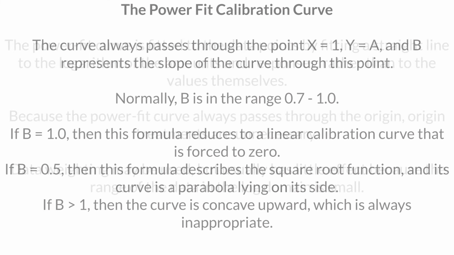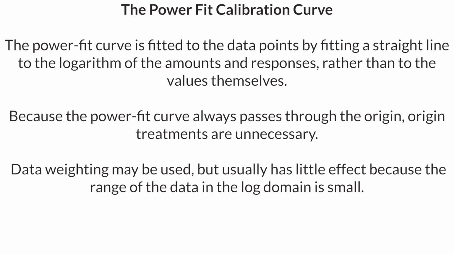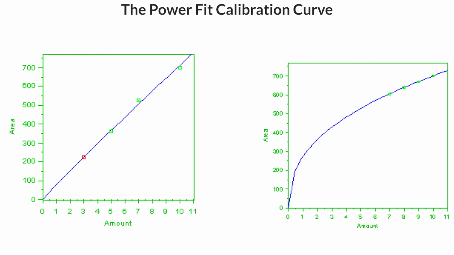The power fit curve is fitted to the data points by fitting a straight line to the logarithm of the amounts and responses, rather than to the values themselves. Because the power fit curve always passes through the origin, treatments are unnecessary. Data weighting may be used, but usually has little effect because the range of the data in the log domain is small. 2 power fit calibration curves are shown below.